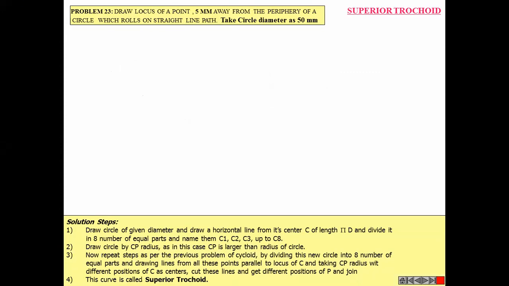Okay, let's go, now the superior trochoid. What does superior trochoid mean? Draw the locus of a point 5 mm away from the periphery of a circle which rolls on a straight line. Take a circle whose diameter is this. Now in this case it is only told that it is 5 mm away. You pay attention here. It is not given whether it is outside or inside.